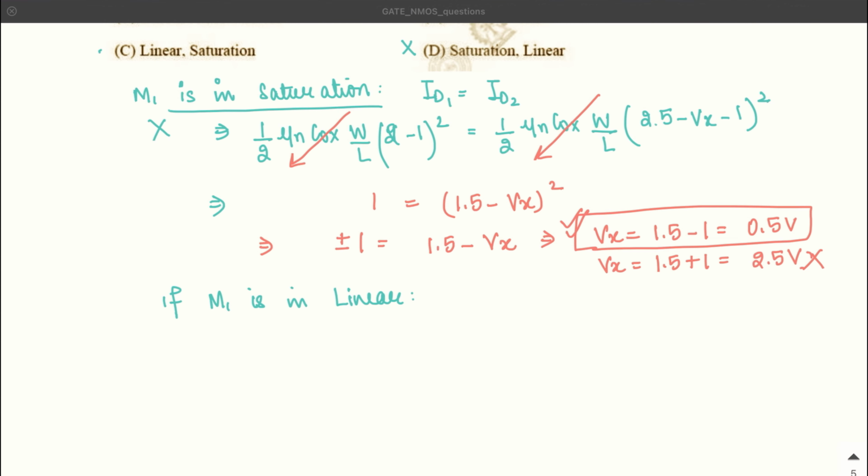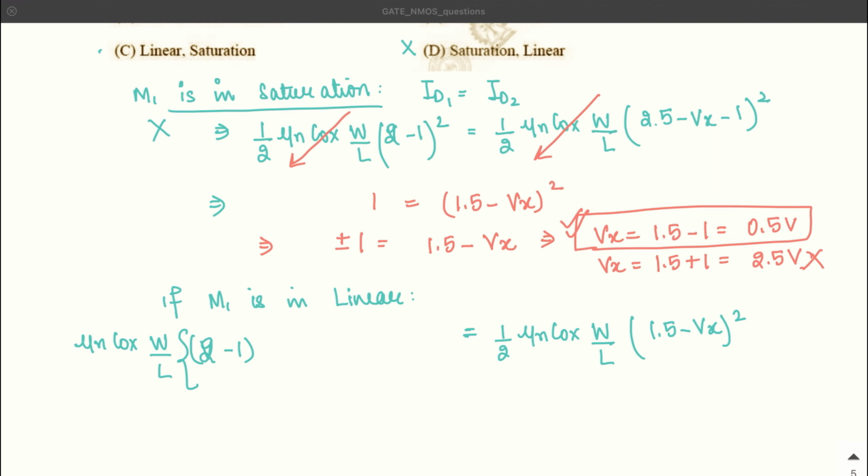So now in this case, the right side will remain the same, half mu n Cox W by L and 1.5 minus Vx, whole square. But this side we will have mu n Cox W by L, and we'll write VGS, which is equal to 2 minus 1, into Vx minus Vx square by 2.